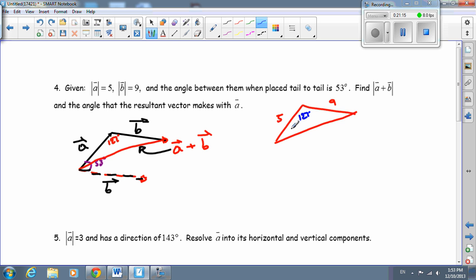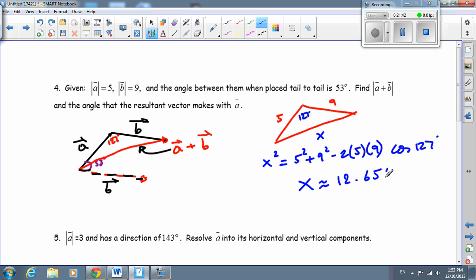Knowing that this is 127, I can use my law of cosines. Let's call this one x. I would therefore say x squared is equal to 5 squared plus 9 squared minus 2 times 5 times 9 cosine of 127 degrees. And if you calculate it, you get x is approximately equal to 12.656. And that's, of course, the magnitude of A plus B.